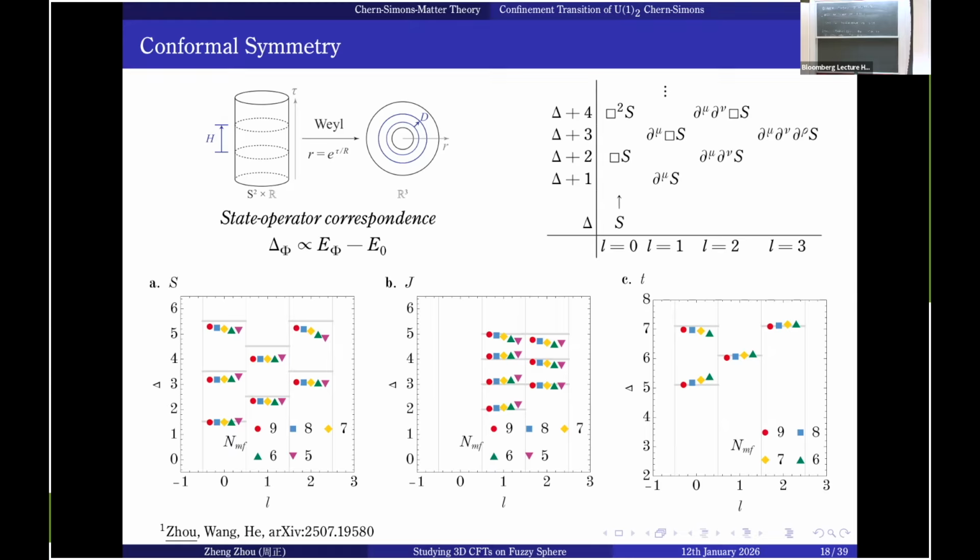And for the lowest primaries, for example, the lowest singlet and the conserved current, we can find all of its lowest lying descendants sitting nicely at integer spacing. So in the first picture, that's the singlet conformal family. Presumably, I should see this diamond for S equals 1, the second state of L equals 0, etc. Different symbols are data for different system sizes.